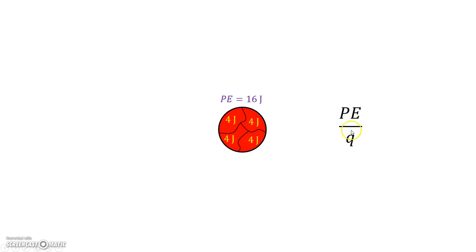The potential energy per coulomb, the value 4, we call that the potential, or electric potential. The potential energy is the total amount. All 4 coulombs together have 16 joules. But the potential is the amount of energy per coulomb.